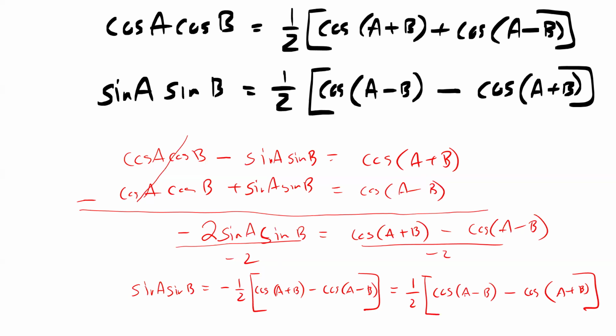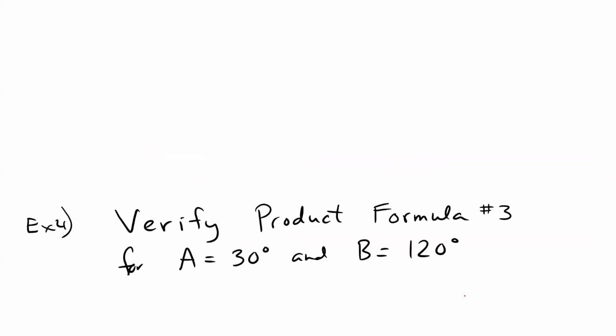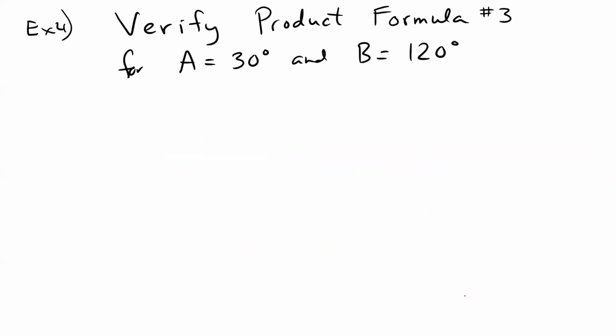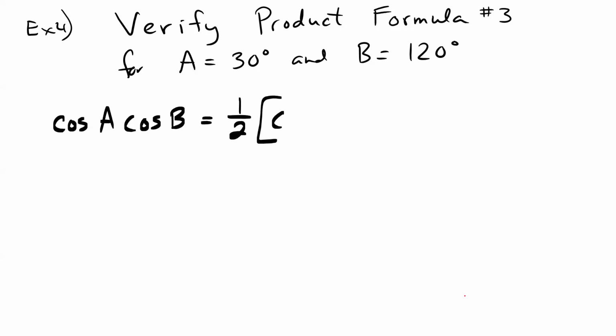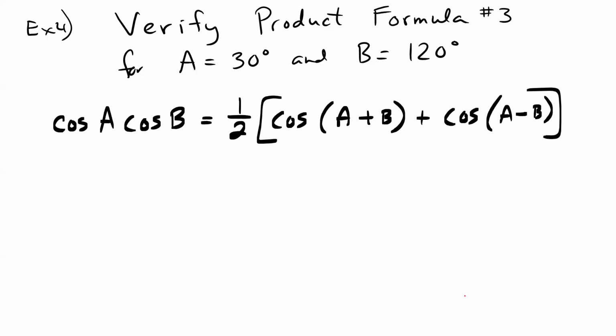Okay, so now on the next problem, all we're going to do is verify that this is true. Whenever you say verify, it just means plug in the numbers to see if it works for those numbers. Now it says formula number 3. From the formulas I gave you, which one's formula number 3? Cosine A cosine B. Yep, that's formula number 3. So just plug in the values here. You're not proving the formula, you're just verifying, making sure the right side and the left side turn out to be exactly the same using those numbers.